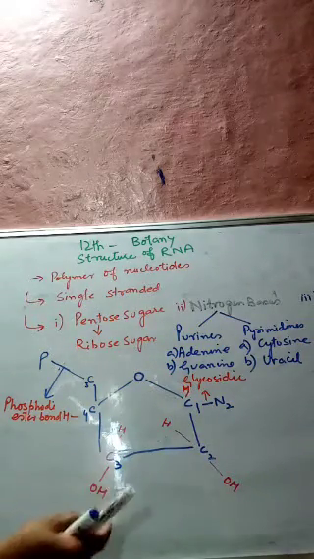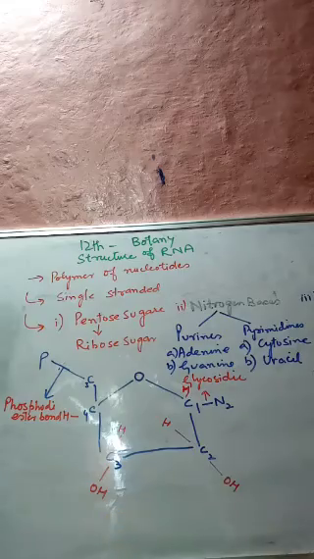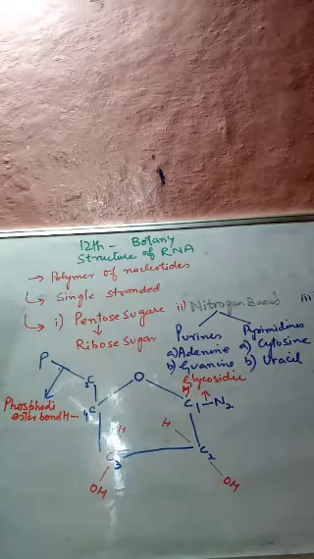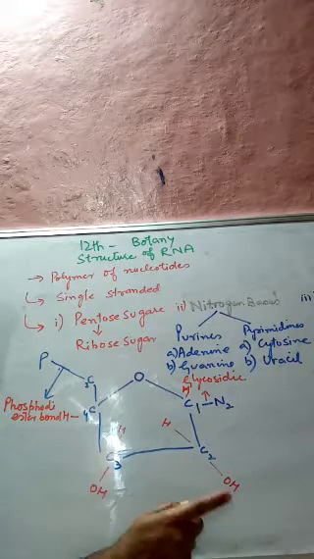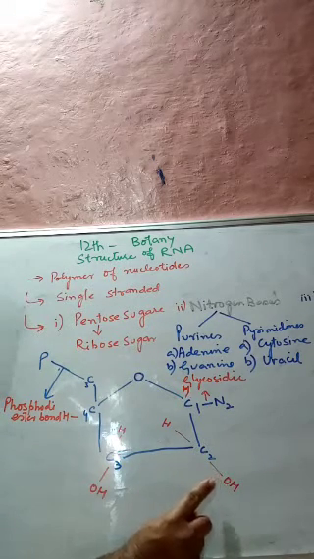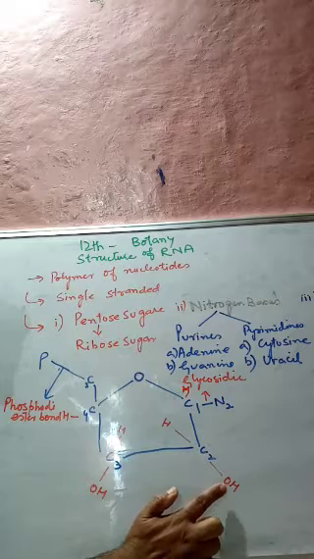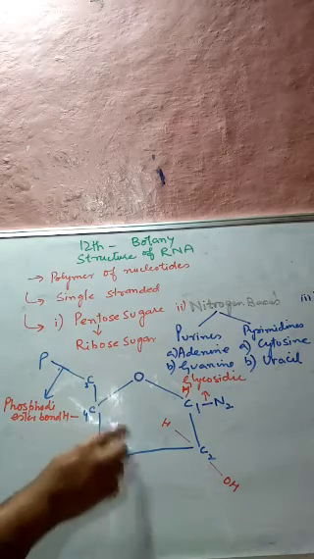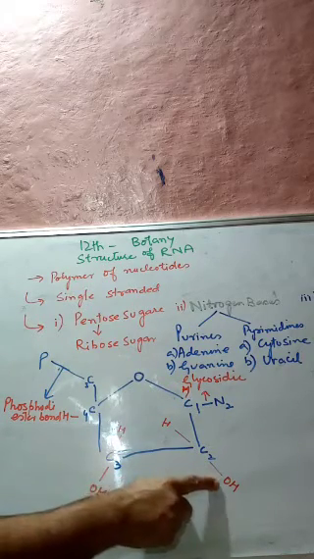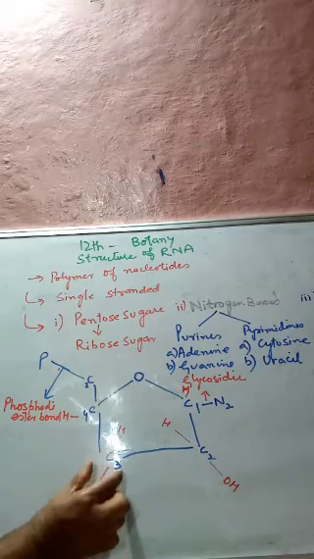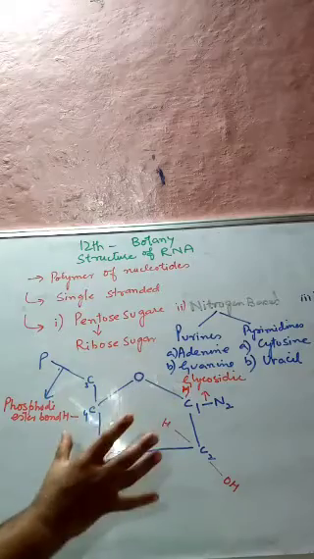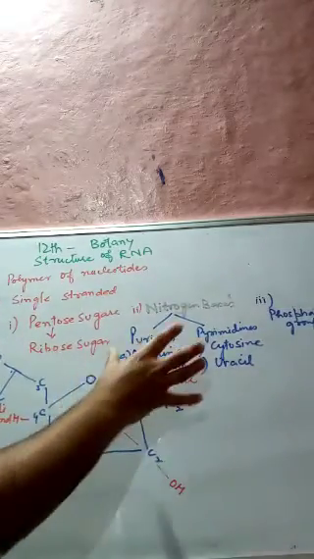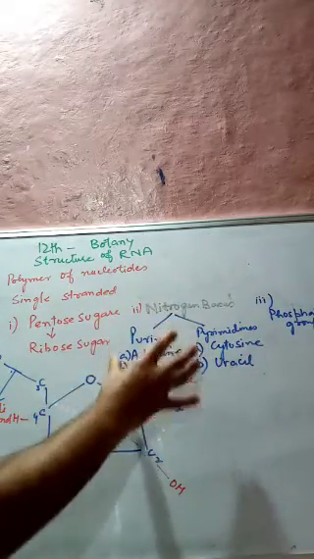The main difference lies at carbon second. In case of deoxyribose DNA, it was a hydrogen group here, but in this case it is the OH group. It is a functional group. Again at C3, it is the functional group. The rest of the structure is somewhat the same. And there is a difference in the nitrogen bases.